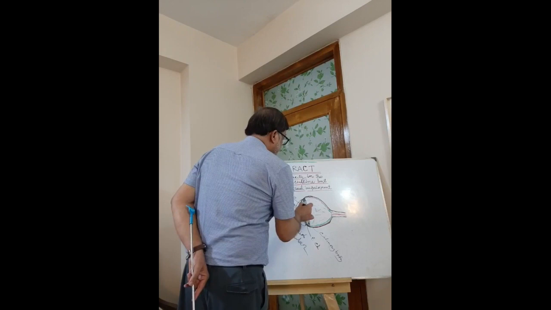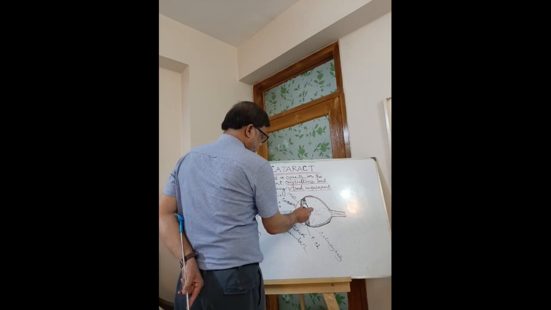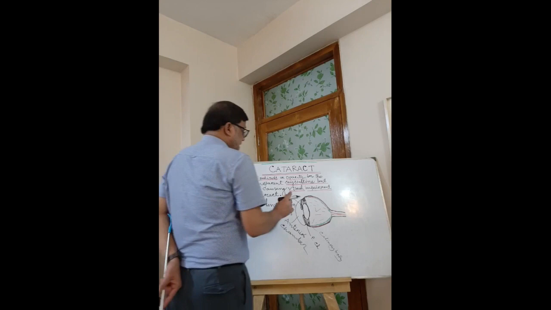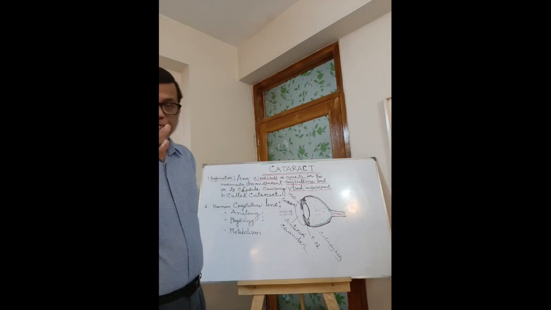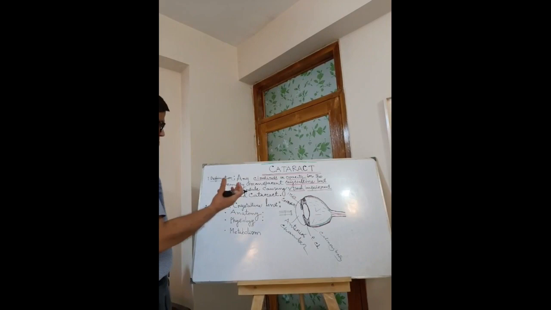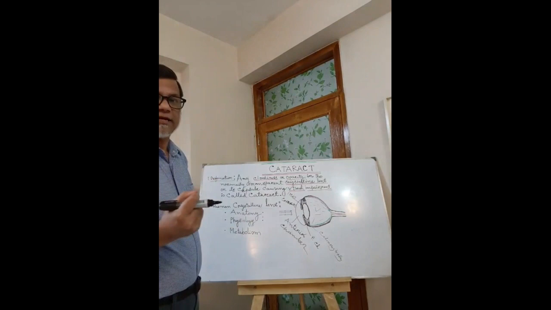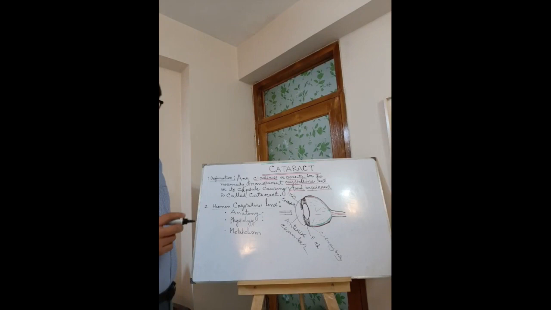So you see this, it has an anterior capsule, posterior capsule, nucleus, and equatorial region. It has the power of convexity. That is, during accommodation, it can change its shape. During accommodation, it becomes more globular, more spherical. But normally it is a biconvex structure, okay?